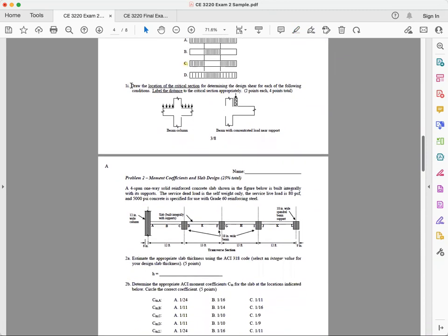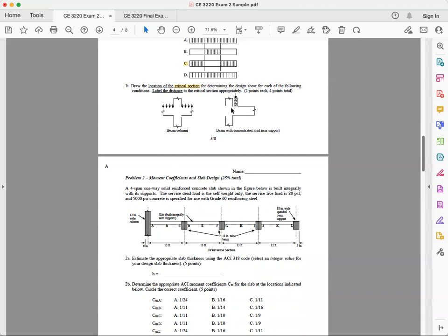All right, 1-9. Draw the location of a critical section. Critical section, these are the keywords, right? Critical section for determining shear design for each of the following conditions, and label the distance of the critical section appropriately. Now, on the left, this is a beam column. So you know that it is a 45-degree angle crack like this, like that. And the distance is depth D away from the interior side of the support. Distance D away, okay?